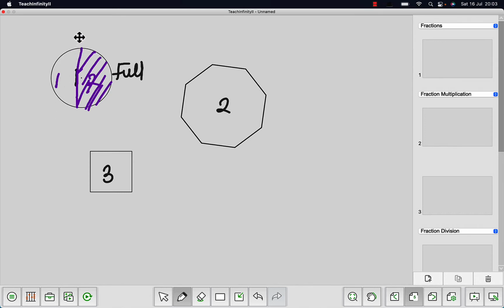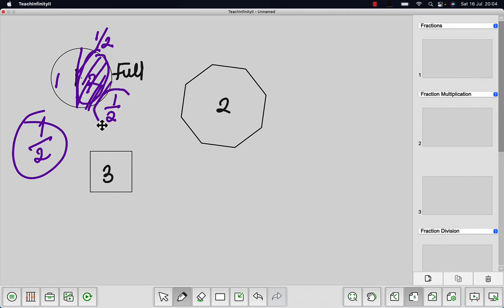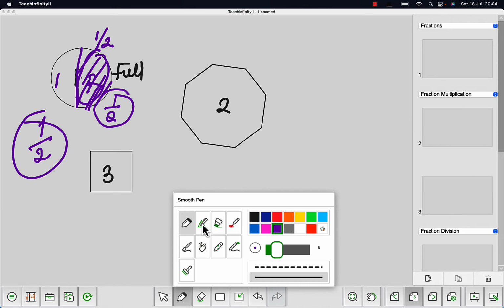So this is a full circle that has been divided into 2 parts. So there is 1 and then there is 2. So if I have to account for just a part of it, I have 1 out of 2. So the shaded portion of this particular circle is 1 out of 2, which is also half. You understand? 1/2.